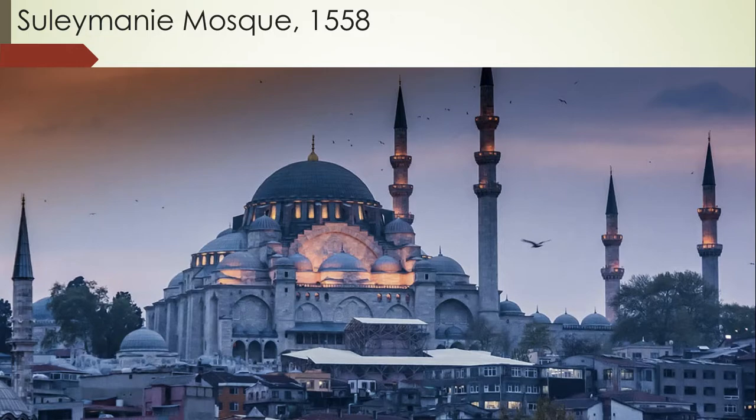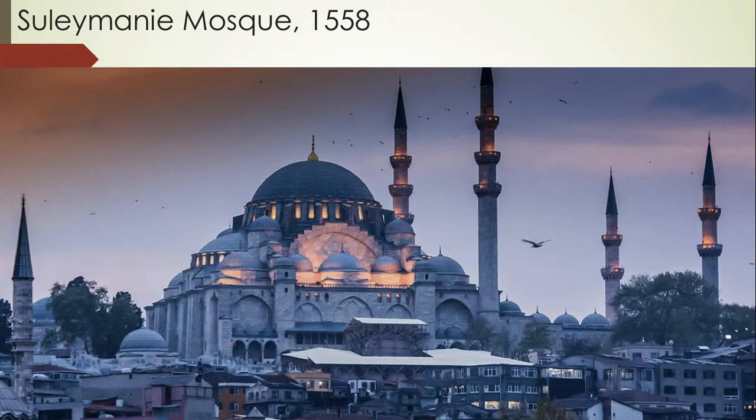And if you take a look here at the Suleimani Mosque, try to remember what this was probably inspired by from the Byzantine Empire. And if you said the Hagia Sophia, you're thinking of the Hagia Sophia, that church that was built by Justinian back in the 500 CE, you're exactly right. This becomes the style of most Ottoman mosques throughout the empire.